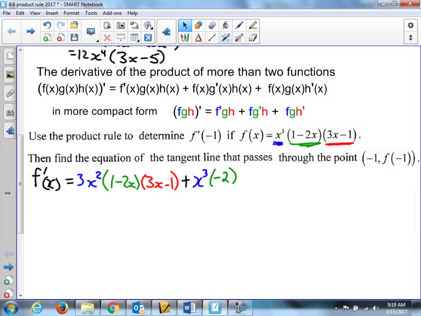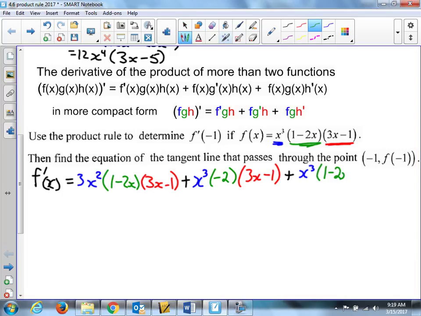Then 3x minus 1 is left alone. Plus the derivative of the last thing, leave the others alone. So I'll do it in order. X cubed. 1 minus 2x. 3x minus 1. The derivative is 3 minus 0. So 3.